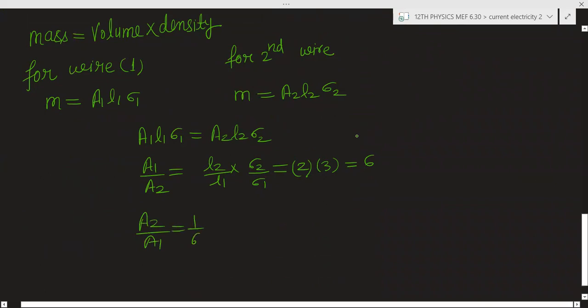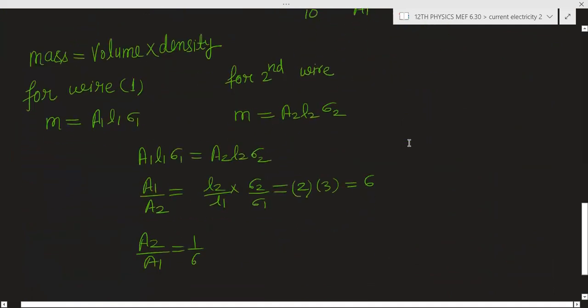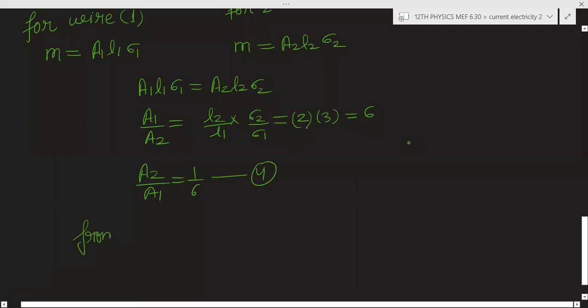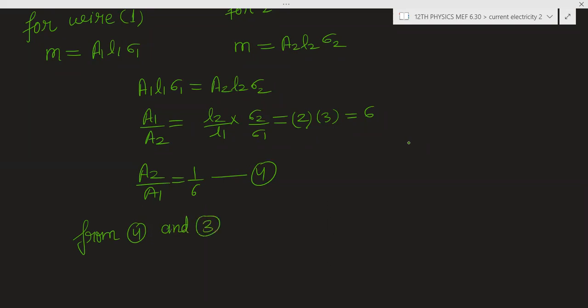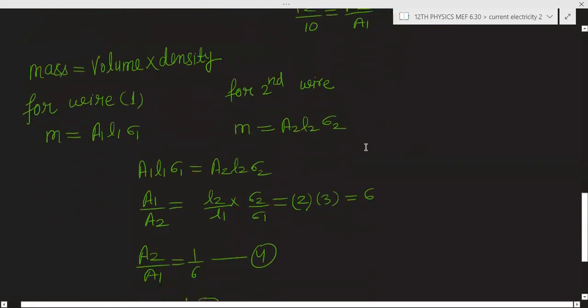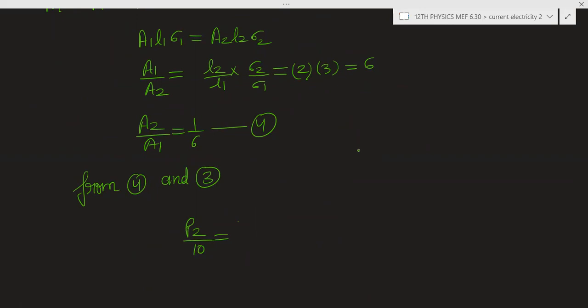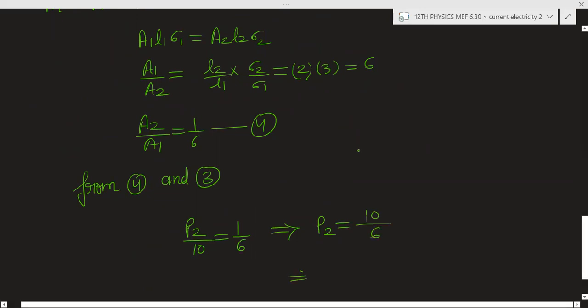Now you can put A2 by A1 in this equation 3. I am supposing this is equation number 4. So from equations 3 and 4, you will get P2 divided by 10, and A2 by A1 you have to put as 1 by 6. So what is the value of power dissipation in the second wire? This is 10 divided by 6, so you will get 5 divided by 3 watt. This is your final answer, and you can also divide it if you want.